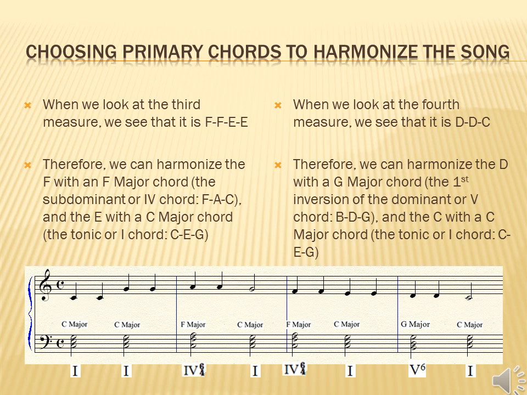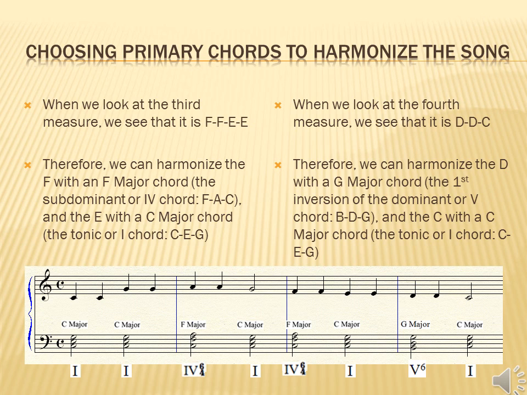When we look at the third measure, we see that it is F, F, E, E. Therefore, we can harmonize the F with an F major chord, the subdominant or 4 chord, F, A, C. And the E with the C major chord, the tonic chord or 1 chord, C, E, G.